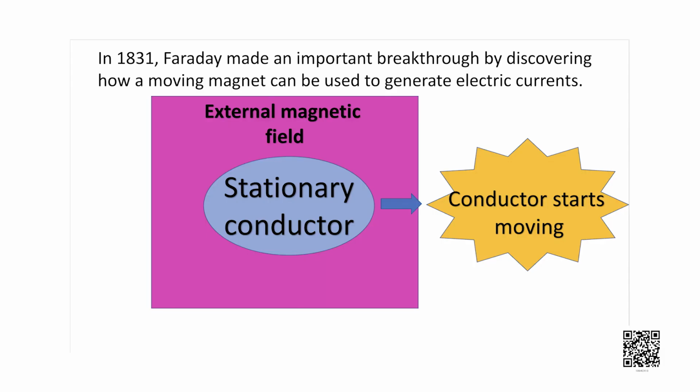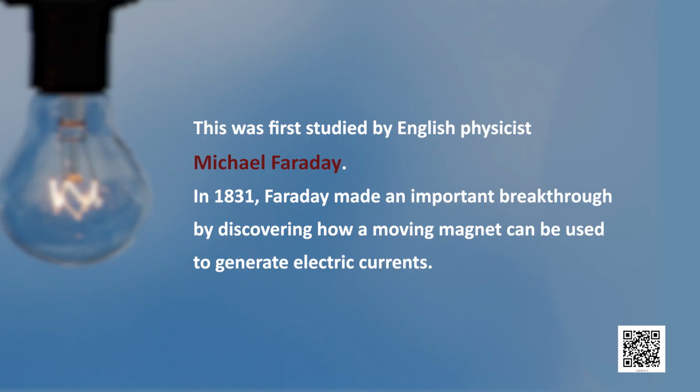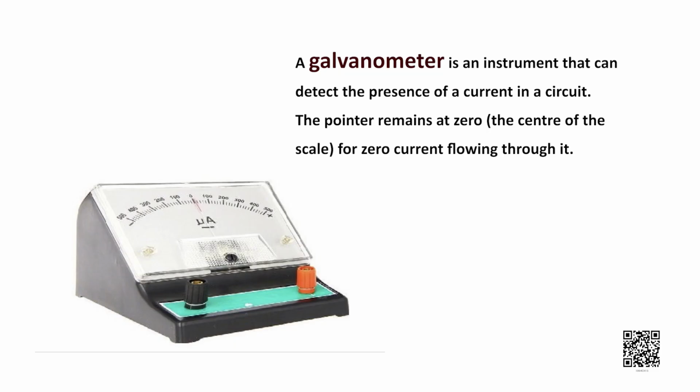electromagnetic induction. Now let us imagine a situation in which a conductor is moving inside a magnetic field, or a magnetic field is changing around a fixed conductor. What will happen? You will be surprised to know that a current is generated. This was first studied by the English physicist Michael Faraday. In 1831, Faraday made an important breakthrough by discovering how a moving magnet can be used to generate electric currents.